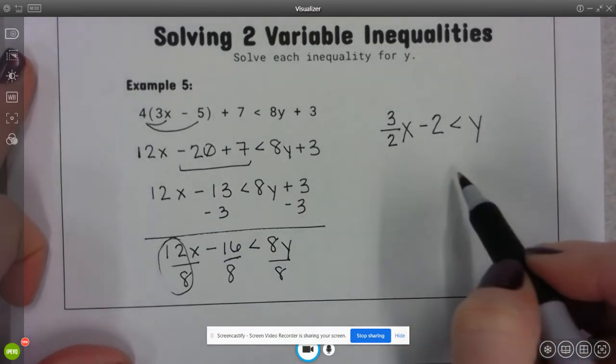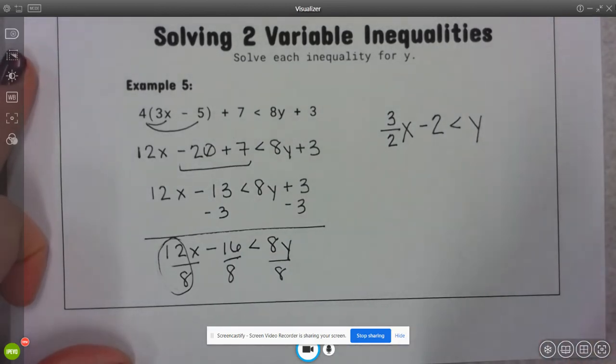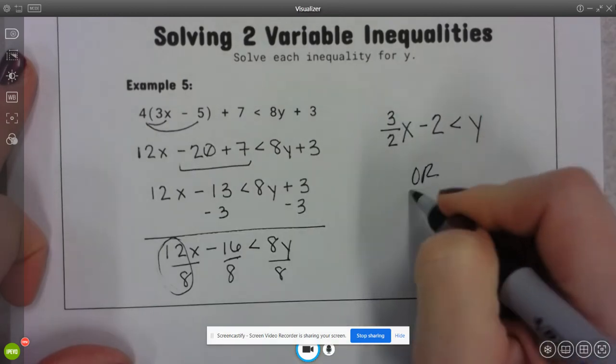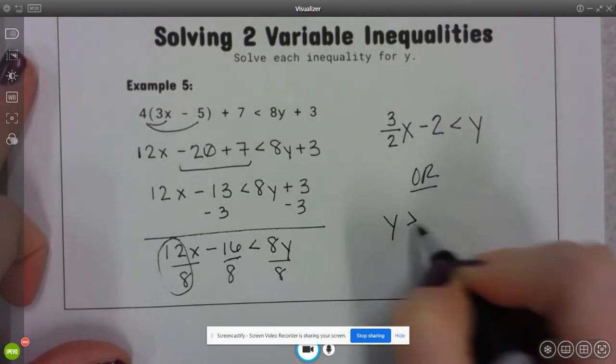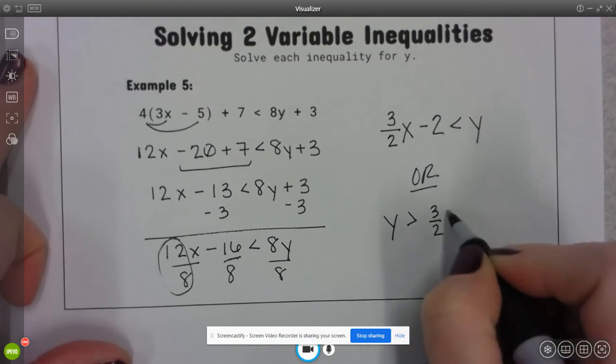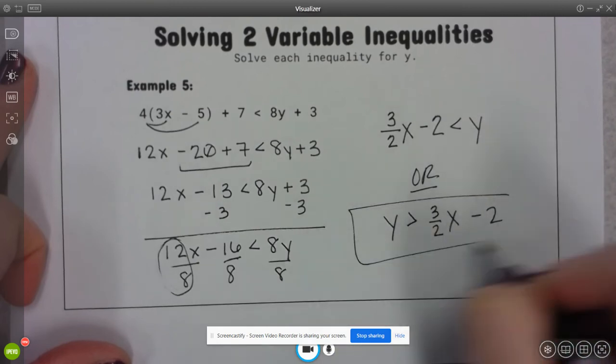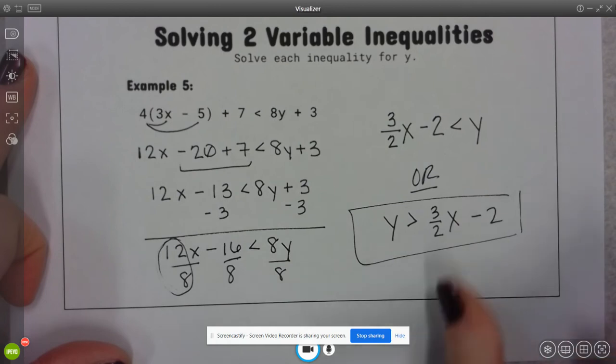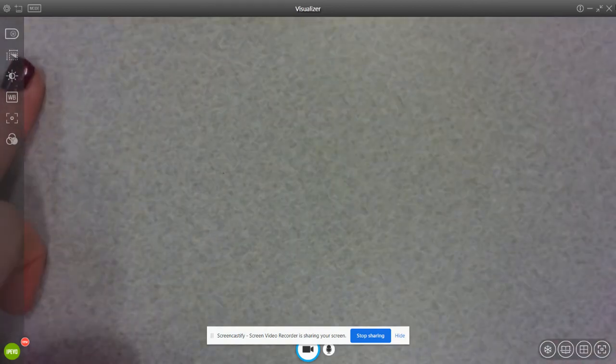And if you don't like having y on the right, that's totally fine. You can just flip it and do everything exactly the opposite. All right, couple more.